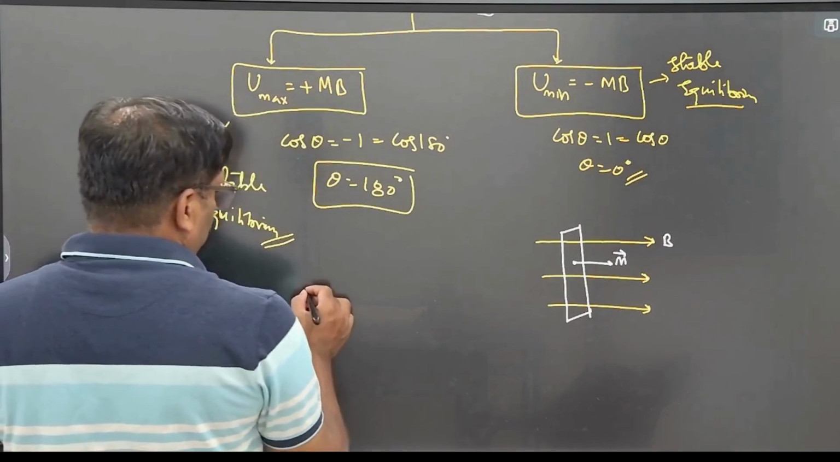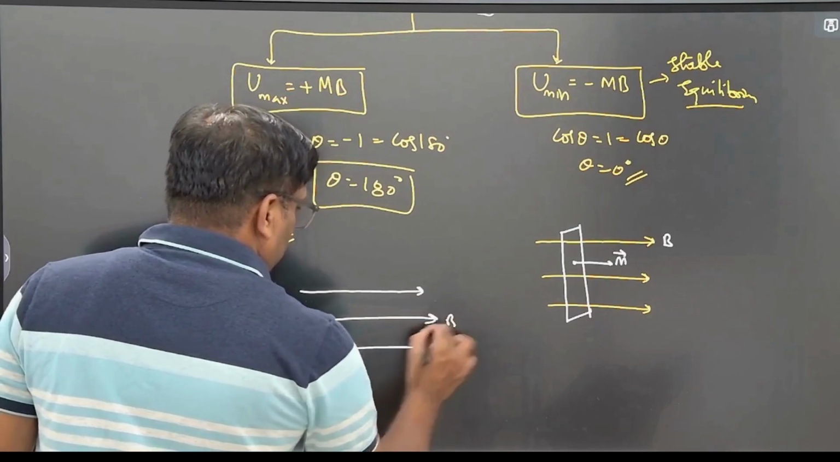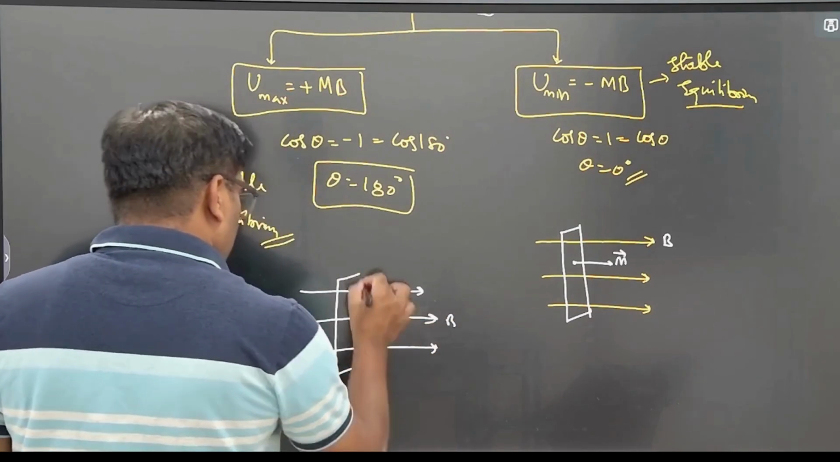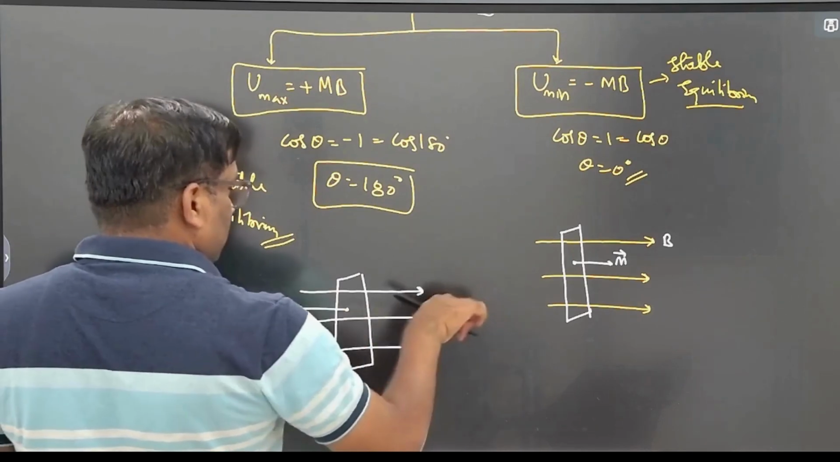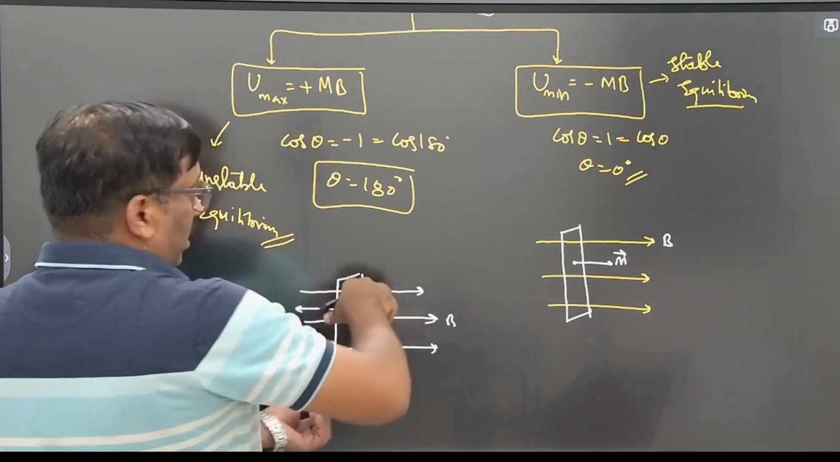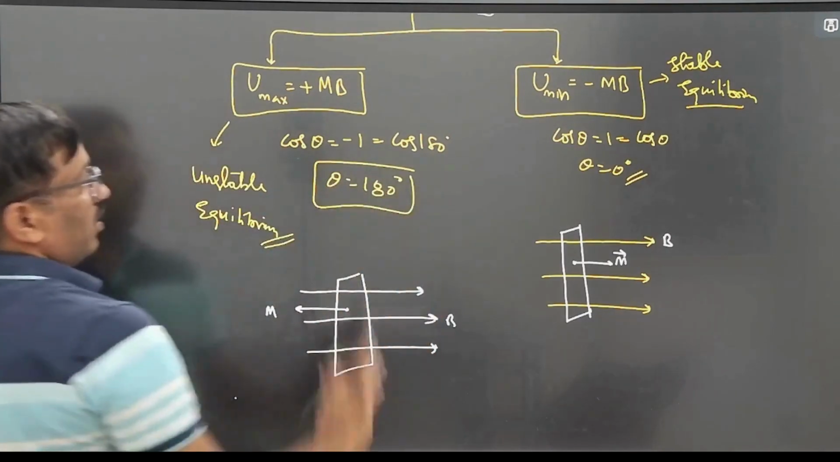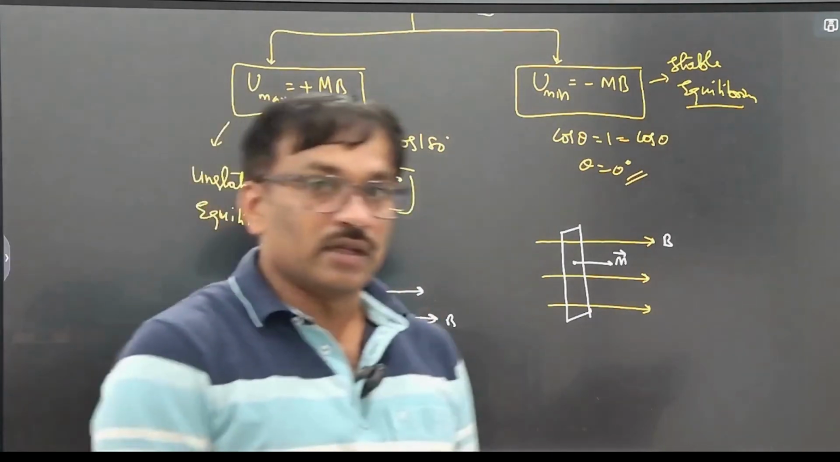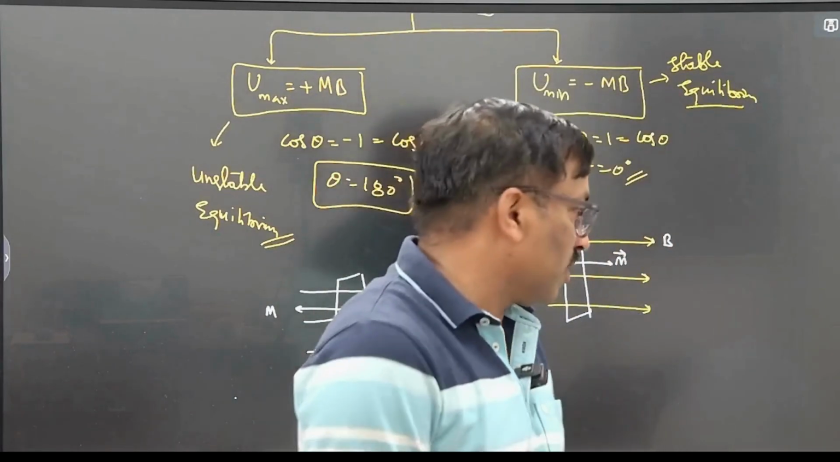Suppose there is a magnetic field, and there is one coil with the magnetic moment in this direction and the magnetic field in the opposite direction, theta is equal to 180 degrees. If you disturb it even slightly, it will rotate and come back to the stable position. Clear? In this way you can identify stable equilibrium and unstable equilibrium.